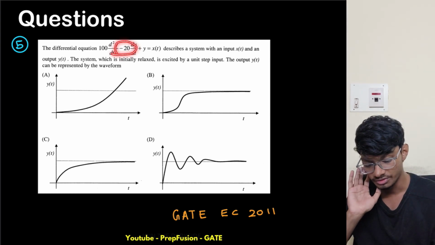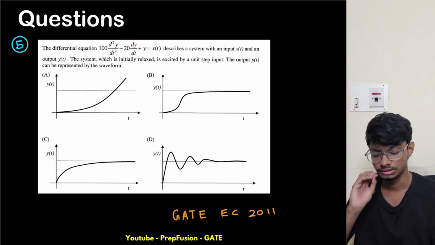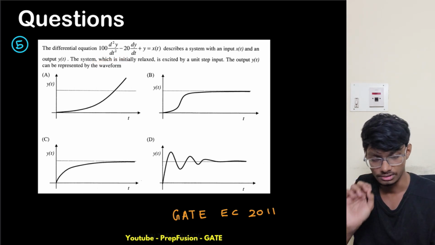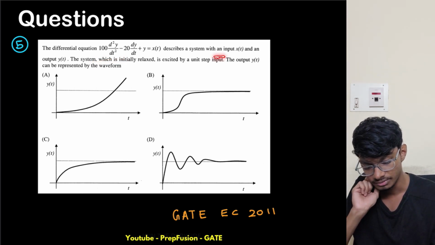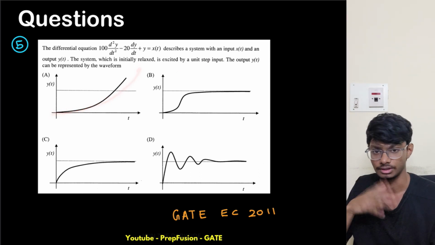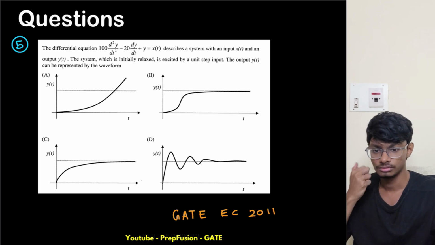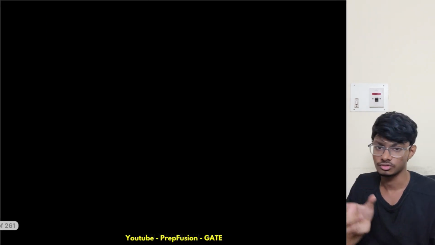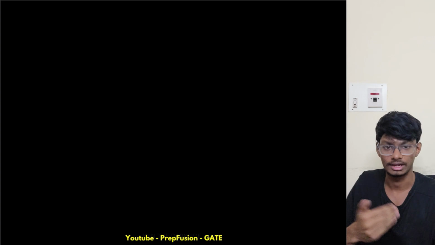So from the coefficient itself, I understood that my system will be unstable. If I apply a unit step input, it will rise off. So option A will be my answer. This is how you solve quickly. Now let's solve it the normal way, with calculation.